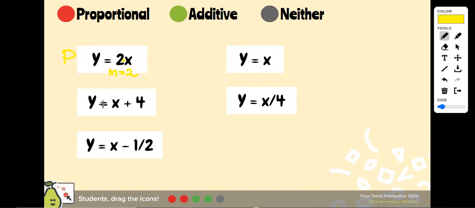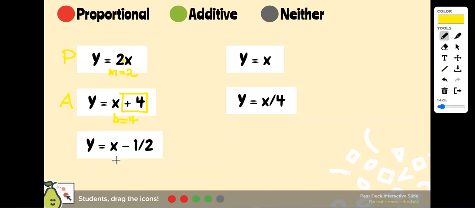Going down, y is equal to x plus 4. We know that we're not multiplying or dividing, we're doing addition, and addition means it's an additive relationship. Our b, or y-intercept, would be plus 4.